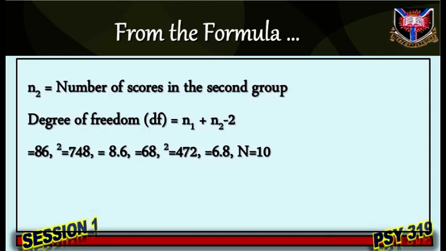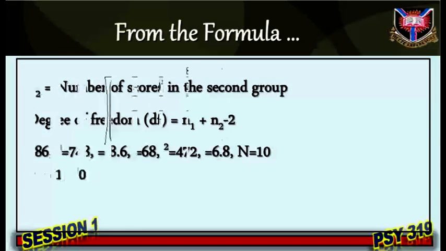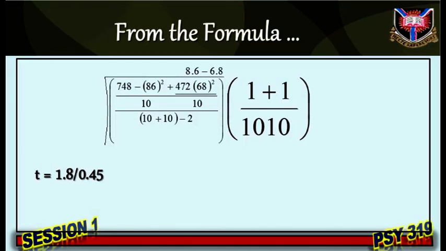Summation x is equal to 86. Summation x squared is equal to 748. X bar is equal to 8.6. Summation y squared is equal to 472. Y bar is equal to 6.8. N is equal to 10. The calculation is shown below.